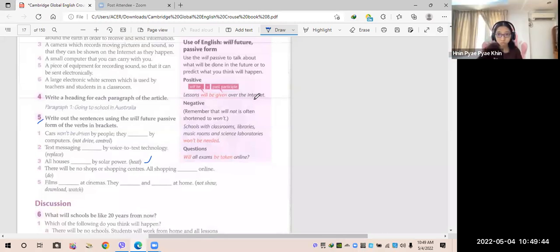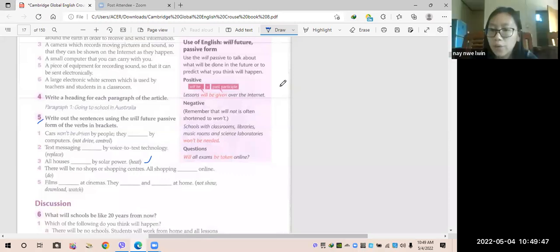Okay. Can you write your own sentences using the future passive form? You have to write 2 sentences. The first one is a positive future passive sentence, and the other is a negative future passive sentence. So you have to use will be plus verb 3 and won't be plus verb 3. Write them now, and I will ask one by one after that. I think 2 minutes is enough, right? Because you have to write only 2 sentences.